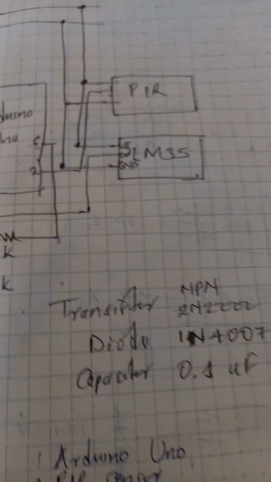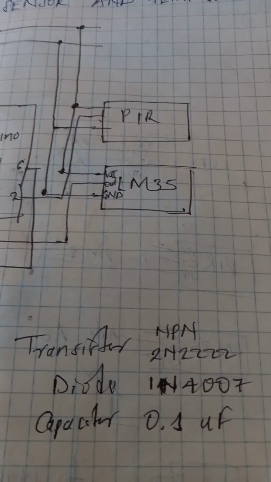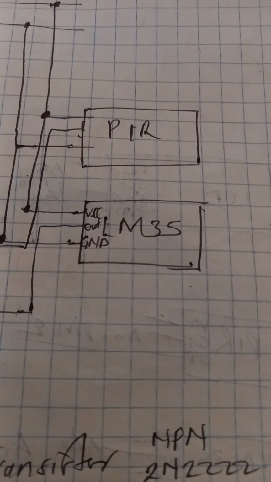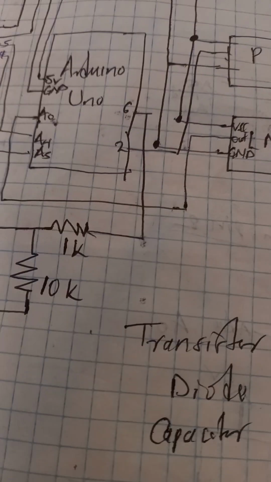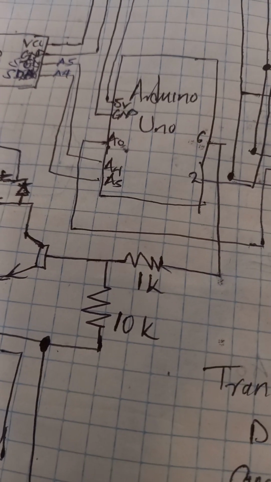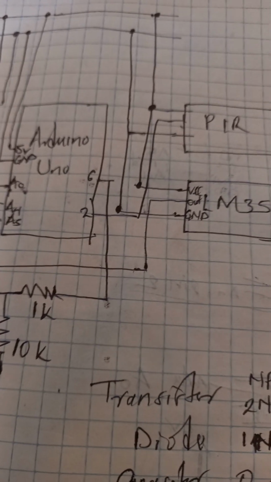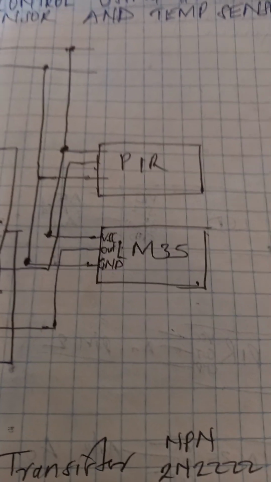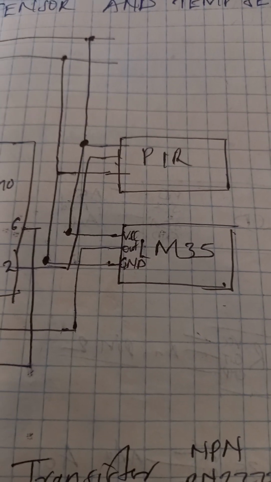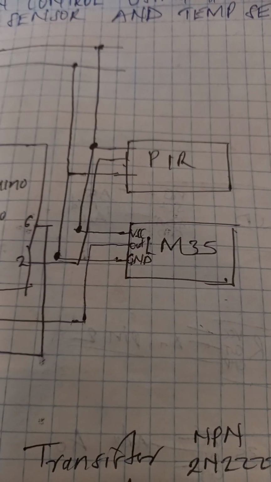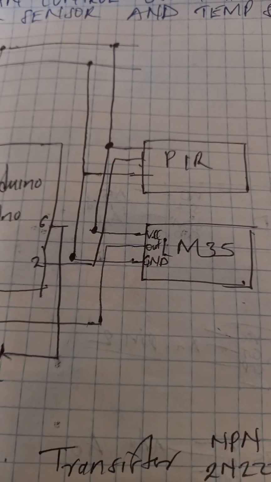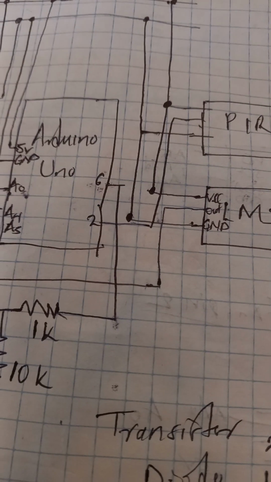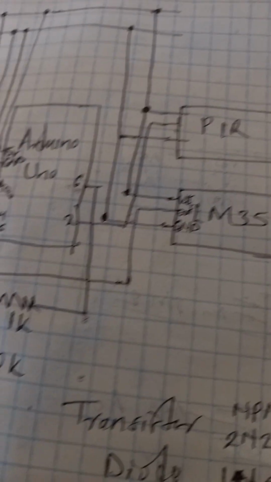It also has 3 terminals. We have the VCC, the ground, and the output that is being connected to analog pin A0. Then we have our passive infrared sensor. It also has 3 terminals. The VCC is connected to 5 volts, ground connected to the ground of the Arduino board. Then the output pin is connected to digital pin 2 in the Arduino board.